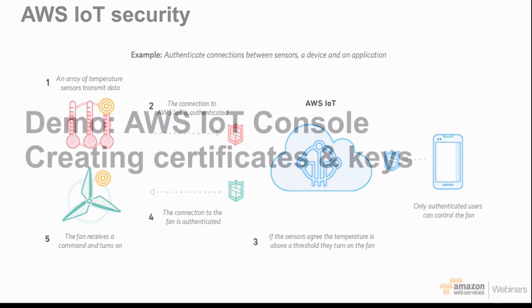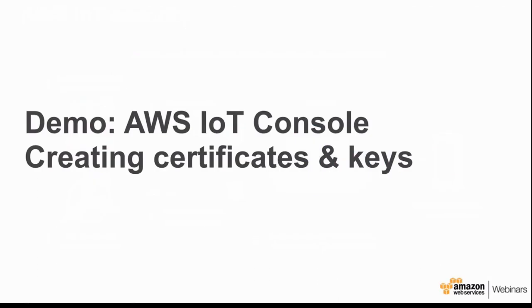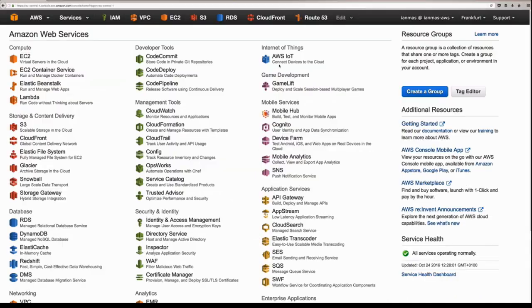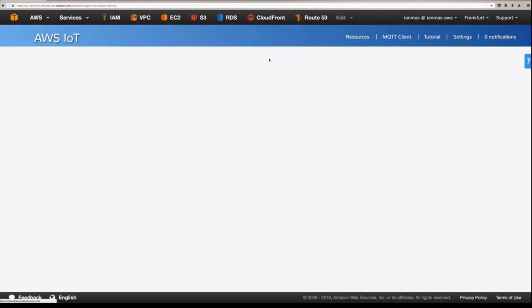So next thing we're going to do is move on to a quick demo where we'll take a look at using the AWS IoT console to create certificates and keys for connecting new devices. So I'm logged into the AWS console here in the Frankfurt region, which you can see in the top right just here. And I'm obviously going to be using the AWS IoT service here, which is indicated here by this blue icon. So I'm going to click into this.